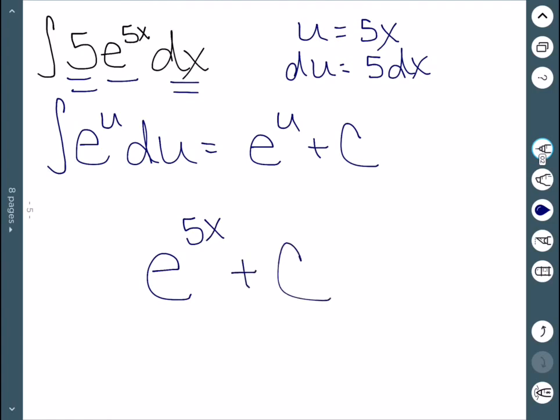And in general, now that we've seen this, we tend to not write out the u substitution for things like this. If we see an integral of e to the power of a number times x, we usually just write 1 over that number, e to the power. So for instance, the integral of e to the 5x would be 1/5 e to the 5x. Since we have this 5 here, it cancels out.